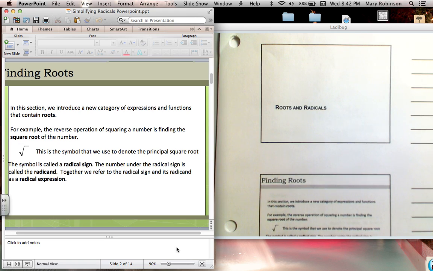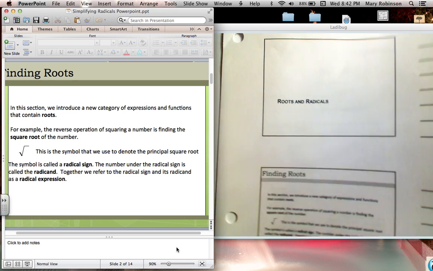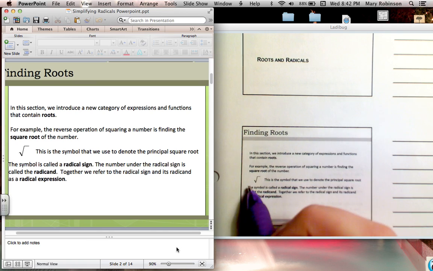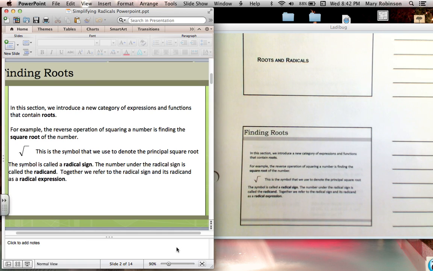For example, the reverse operation of squaring a number is finding the square root of the number. So this is a square root sign. You have the square root symbol that we use. The symbol is called a radical sign. The number under the radical sign is called the radicand, and together we refer to the radical sign and its radicand as the radical expression.